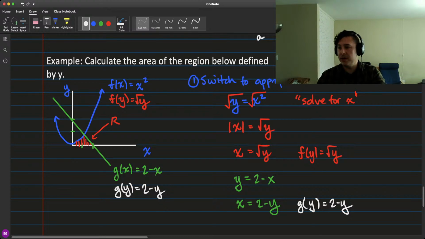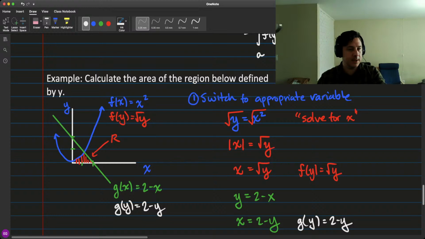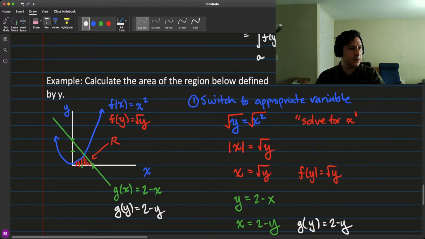Okay, is everyone on board with changing the variables? Anything we want to ask about that so far? Does it make sense why we're doing this? Because we were asked for the region defined by y, so we can't use x as our independent variable. Cool.